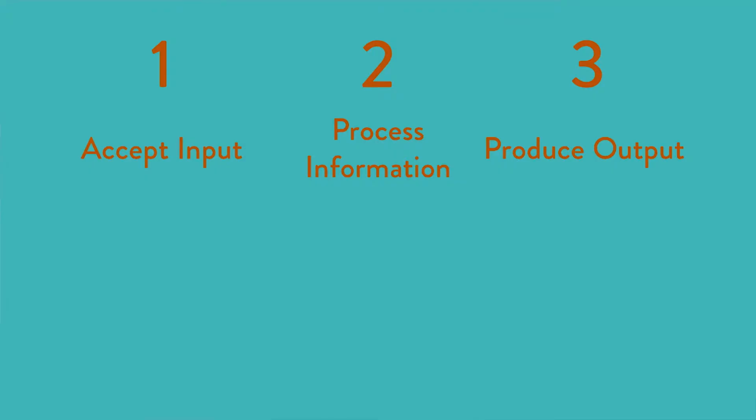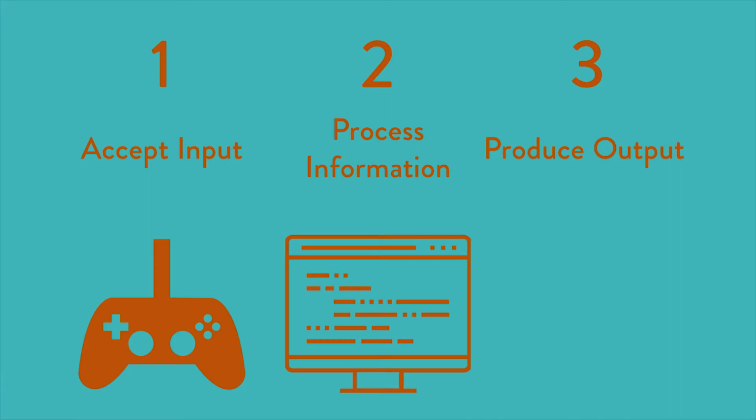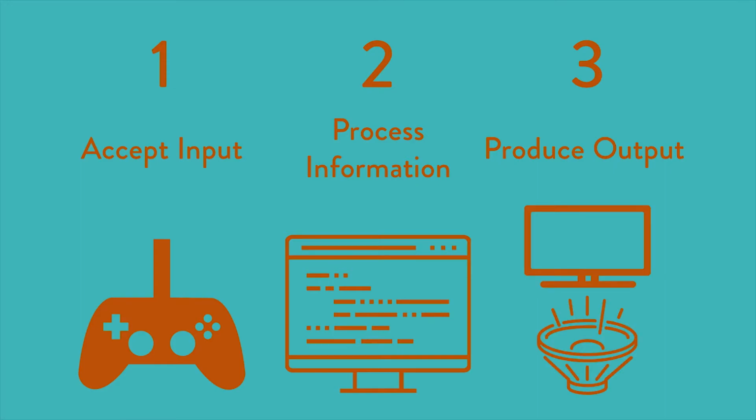You can probably start to see how this applies to games. When you play a game on a home console, the game accepts input from your controller. It processes that input according to the instructions provided by the game's developers to create and update the game world. The game world is then displayed as visual output on your TV screen or monitor and as audio output on your headphones or speakers.